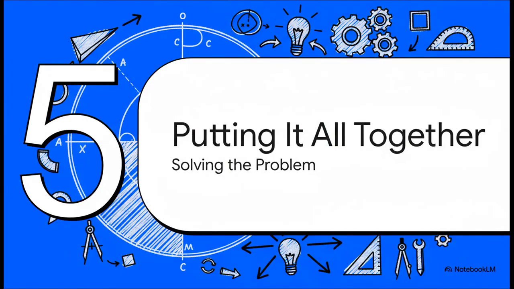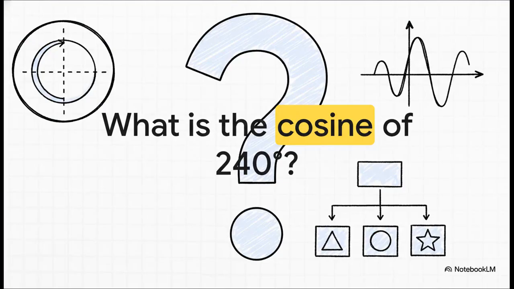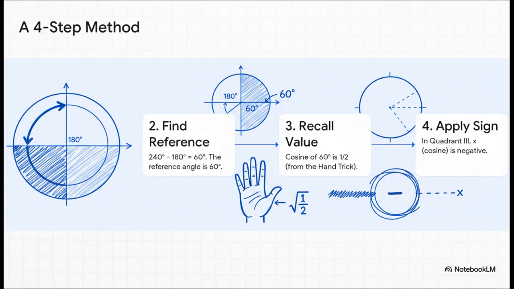All right, we've collected all our tools. Our toolkit is full. It is time to go back and finally solve that problem from the very beginning. Let's put it all together. Here it is again. What is the cosine of 240 degrees? Now, instead of some big scary question, this is just a simple 4-step process. Okay, step 1. Where is 240 degrees? It's past 180, but not quite 270, so boom, we're in quadrant 3.